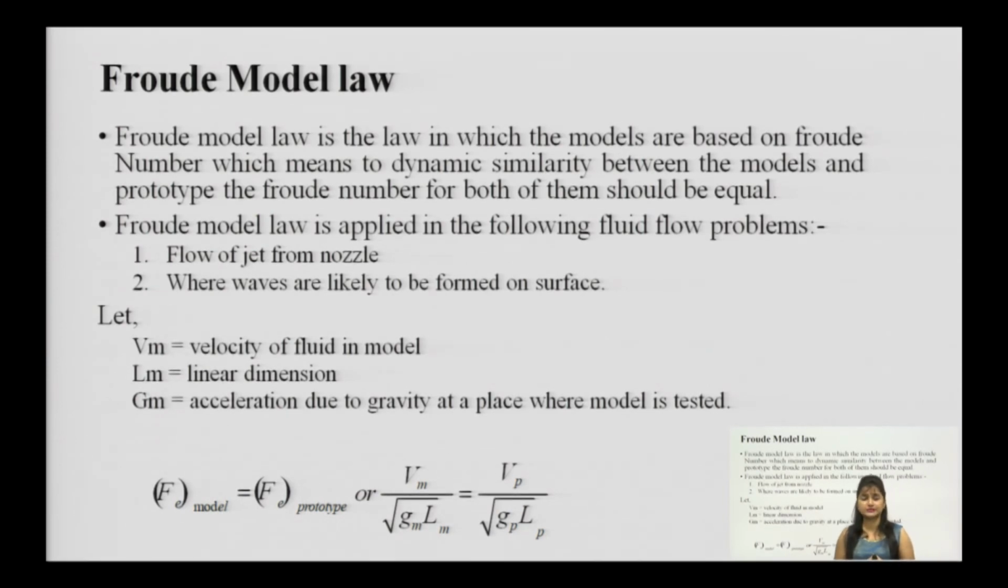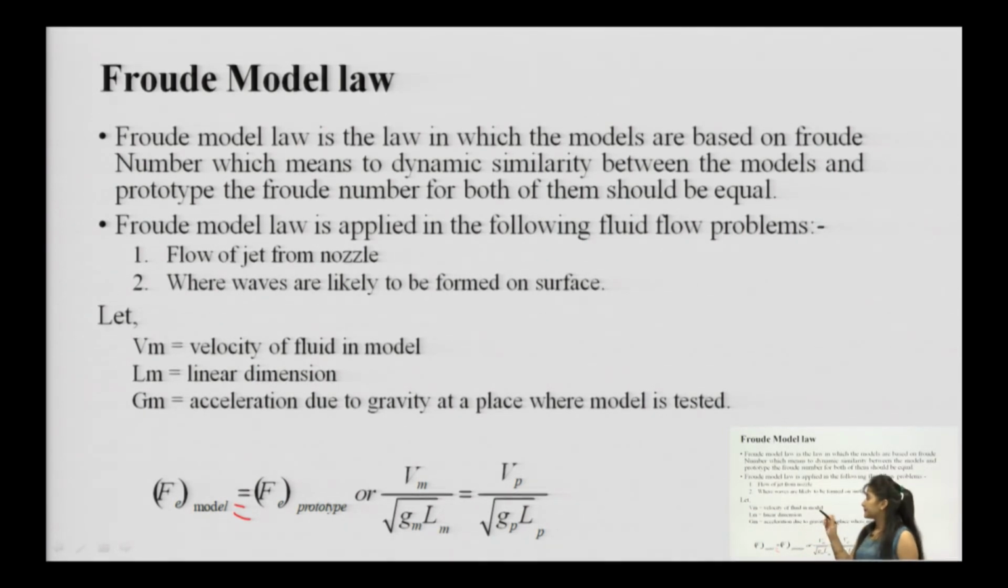Coming to the Froude's model law. Froude's model law is the law in which the models are based on the Froude's number, which means dynamic similarity between the model and the prototype. Froude's number for both of them should be equal. So, here Froude's number for the model and Froude's number for the prototype are equal.